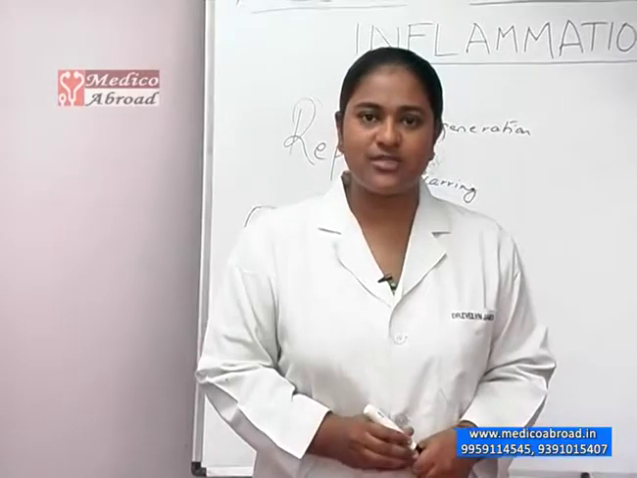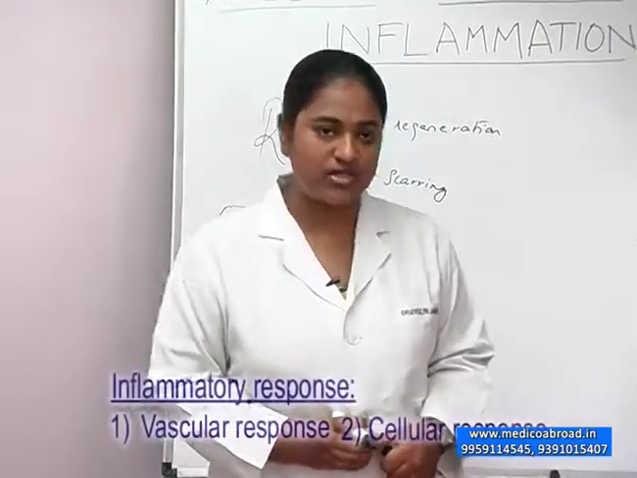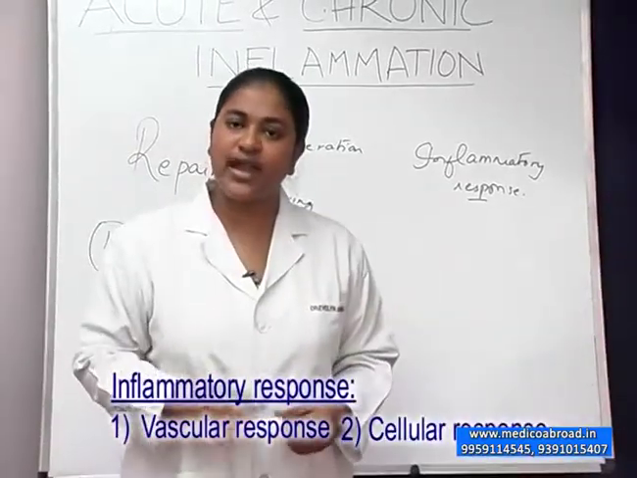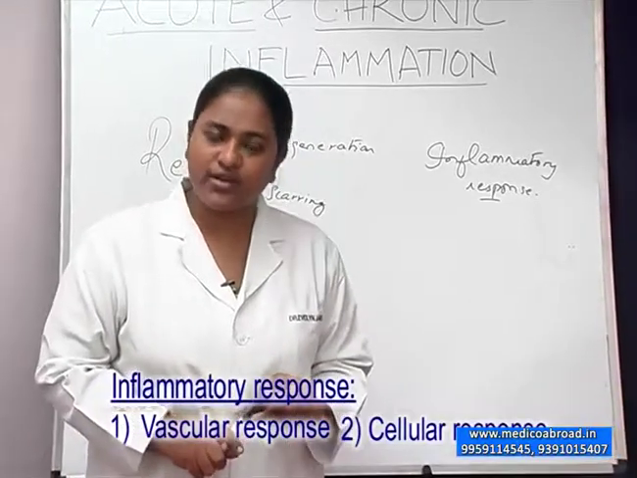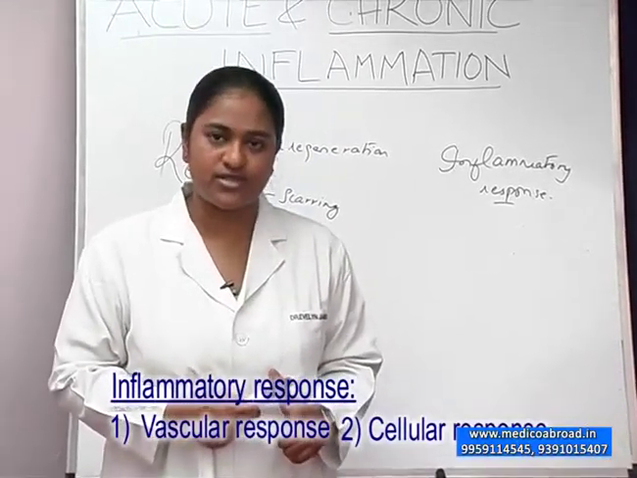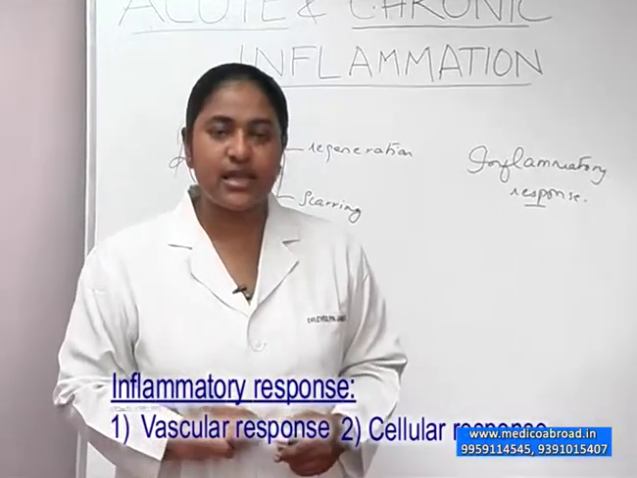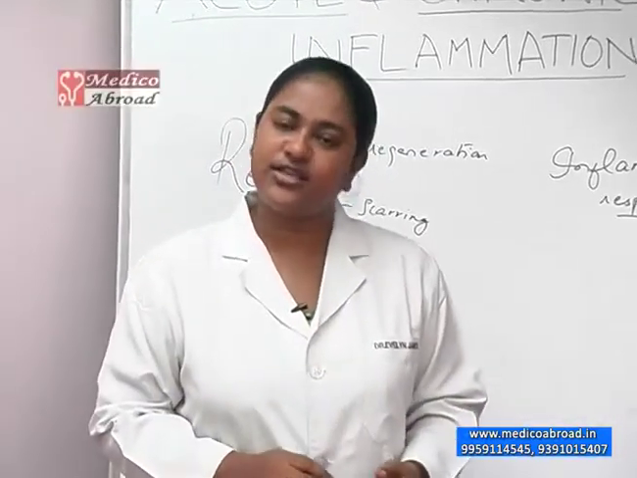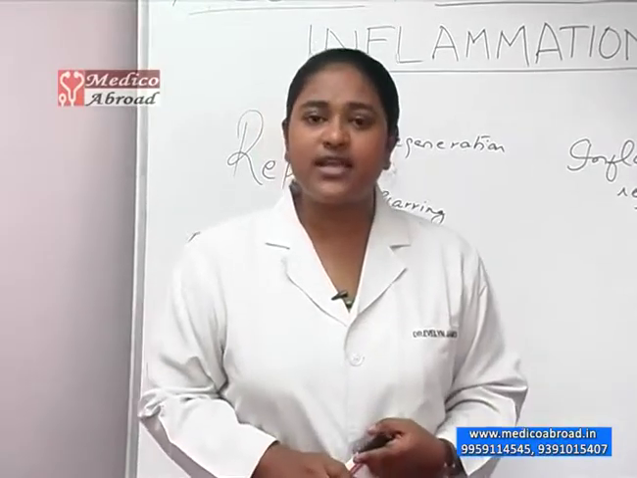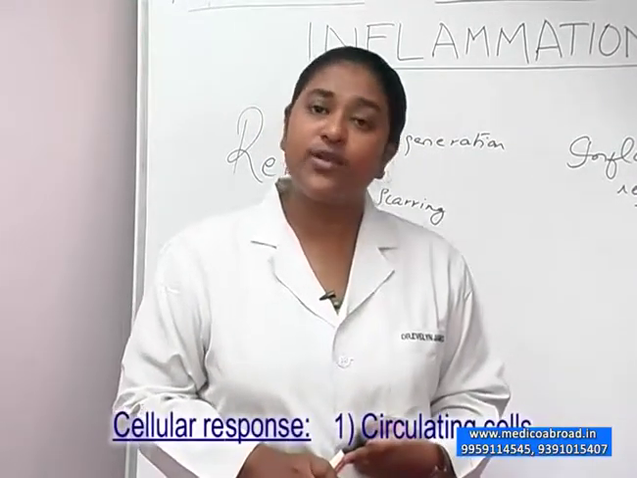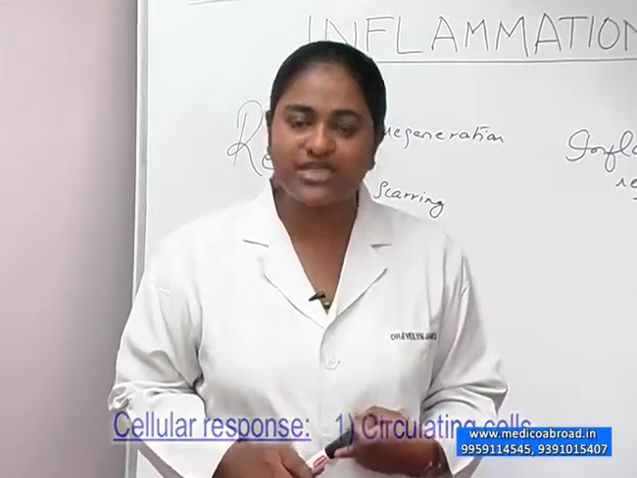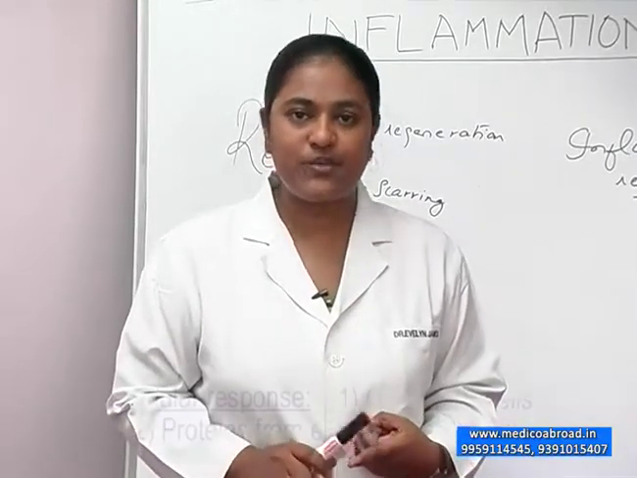Now let's look at something called an inflammatory response. In inflammation, there are two kinds of responses. One, vascular response. Two, cellular responses. Many tissues and cells participate in these vascular and tissue responses. The cells that are involved are: 1. Circulatory cells from the blood, which may be eosinophils, basophils, neutrophils, lymphocytes, and monocytes. These are the circulating cells which may be participating in the inflammatory process.